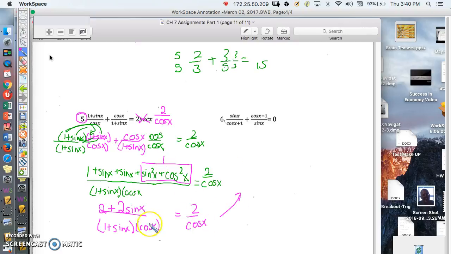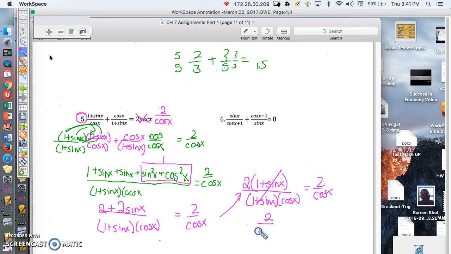Well, we're close. I have a cosine and a 2, so somehow we need to get rid of this 1 plus sine. Well, we can factor here. So 2 times 1 plus the sine of x, factored out the 2, 1 plus the sine of x, cosine x, equals 2 over the cosine x. Those reduce out, so we have 2 over the cosine of x equals 2 over the cosine of x.